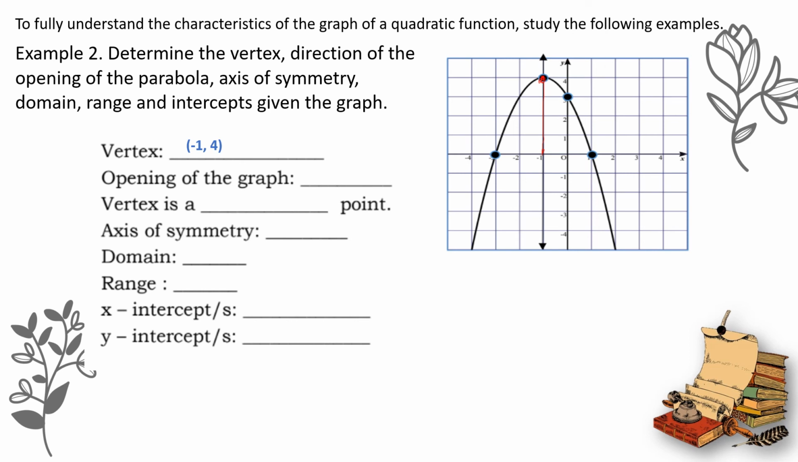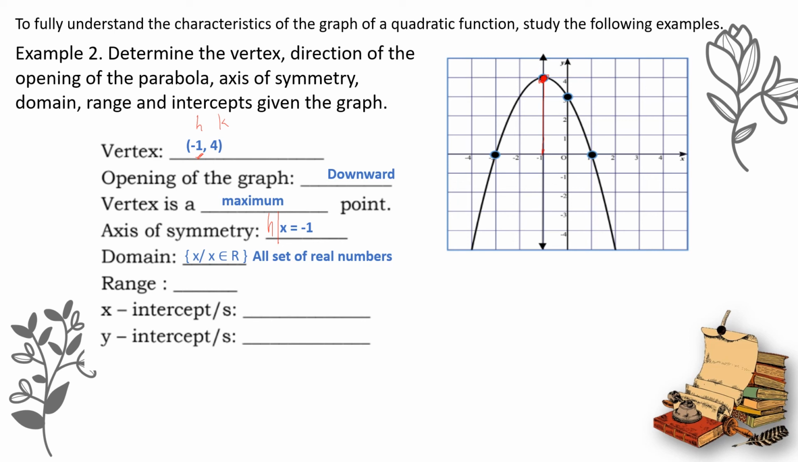Opening of the graph, open downward. Kapag open downward, ano yung point ng kanyang vertex, minimum or maximum? That is the maximum point. Axis of symmetry, eto po, kung ano yung H po natin at saka kung ano yung K natin. Yung H po natin, yung axis of symmetry, negative 1. H or X, negative 1. The domain, set of real numbers, same lang.